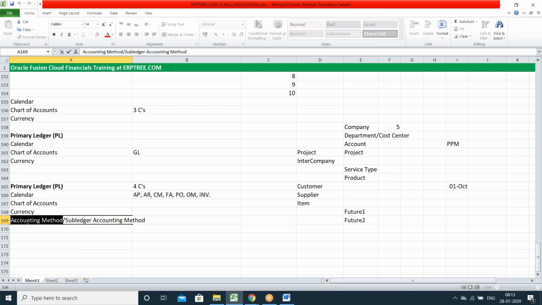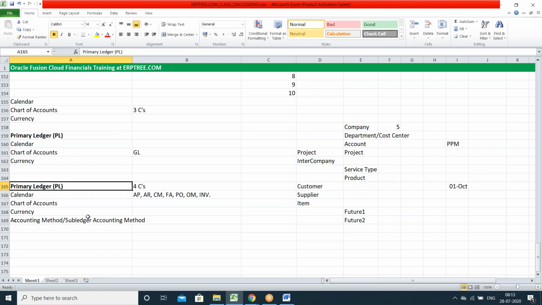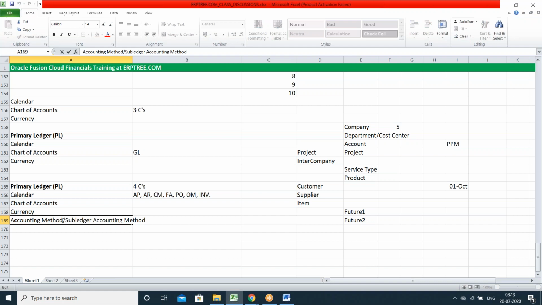So if you include this accounting method in the primary ledger, if you create the invoice in the payables application, you can capture the date with the calendar, description with the chart of accounts, amounts, you can identify the currency. And for the same transaction, which account the system has to debit, which account the system has to credit, what should be the final accounting entry, all can be taken care of by the system with the help of the accounting method. Since we are going to use the accounting method only in the subledger applications, you can call it the subledger accounting method also. You can call it accounting method or subledger accounting method.